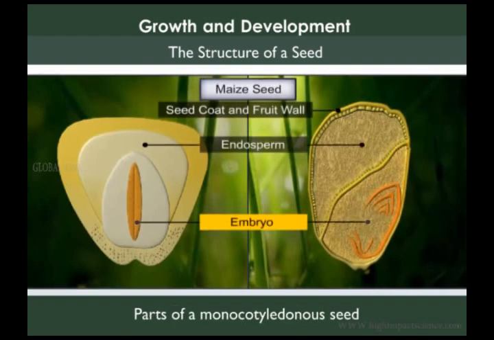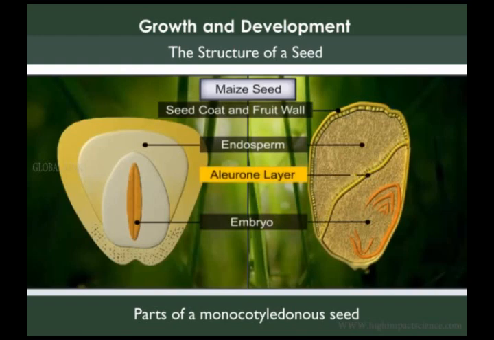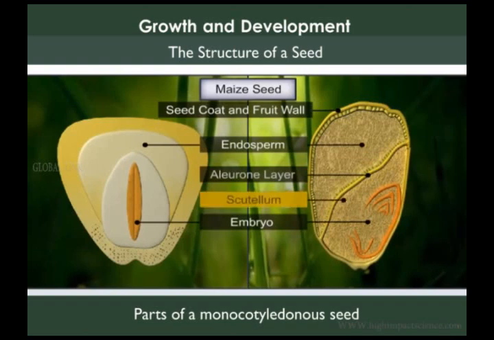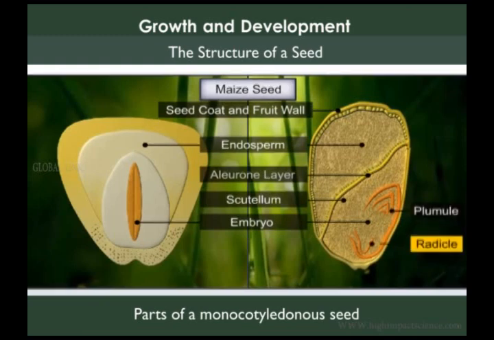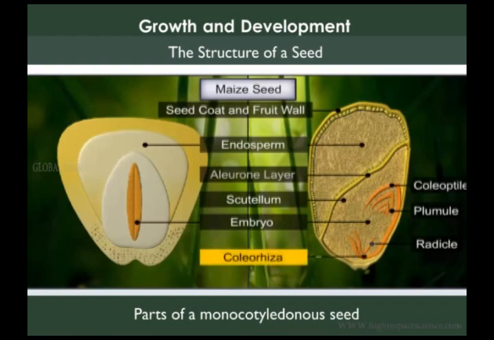The embryo is separated from the endosperm by a proteinous layer known as the aleurone layer and is made up of a single, large cotyledon called the scutellum. The embryo has a short axis with a plumule and a radicle. The plumule is enclosed by a sheath called the coleoptile, and the radicle by a sheath called the coleorhiza.